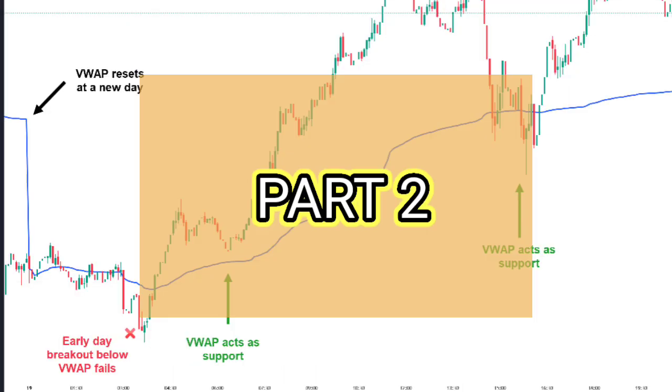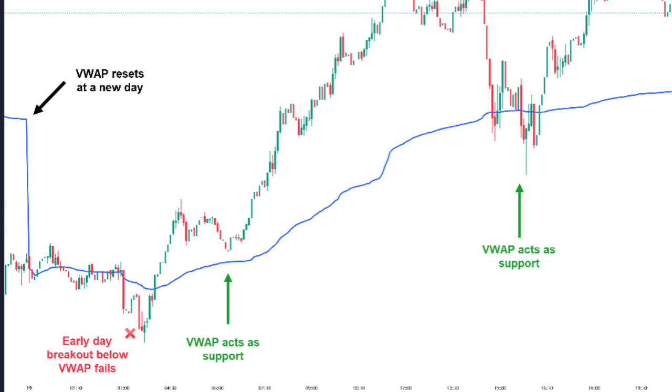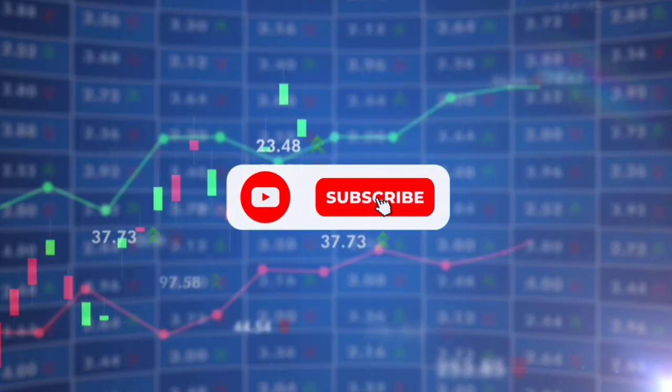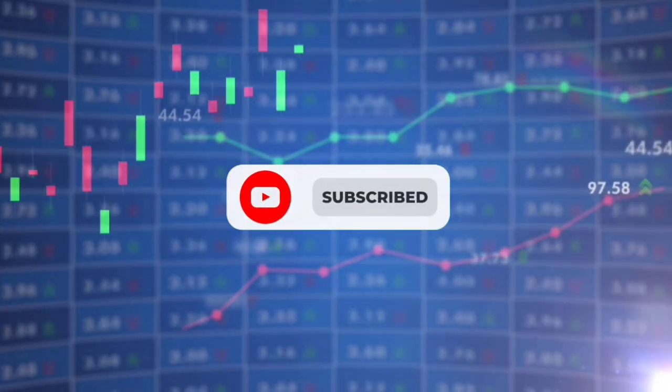Part 3. The core VWAP trading strategy and rules. All right, this is the meat and potatoes. How do we actually trade this? The core philosophy is simple. Trade in the direction of the trend, using the VWAP as a dynamic support or resistance level. We break this down into 2 scenarios, the bullish bias and the bearish bias.